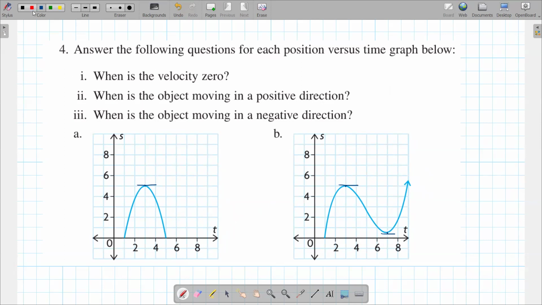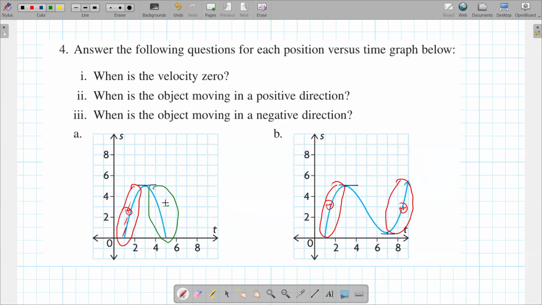So it's going to be positive right here. If you draw tangent lines, you'll see they're all positive before this slope 0. So time less than 3 seconds, positive. And also here, after 7 seconds, it's all going to be positive, okay? That's where it's positive. Negative would be when the tangents are negative.